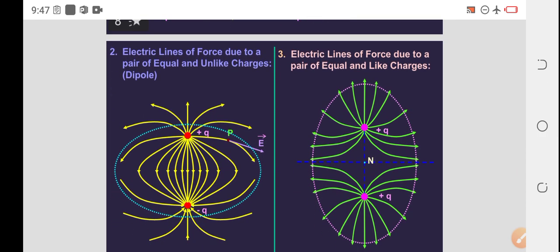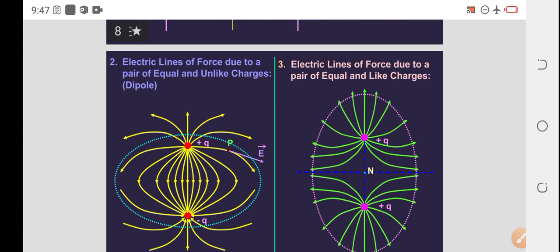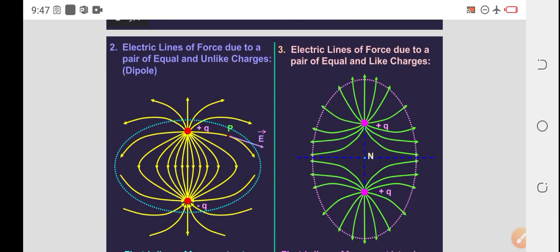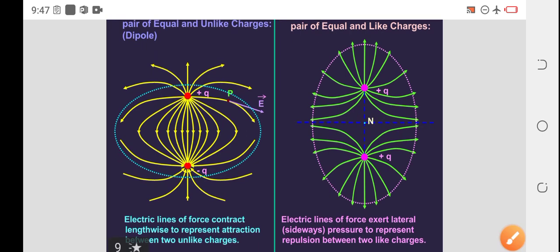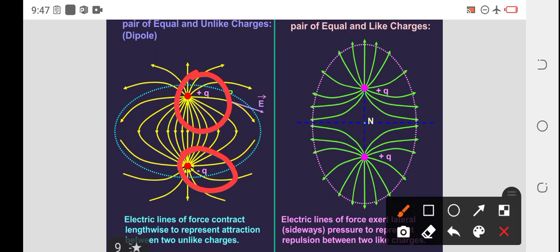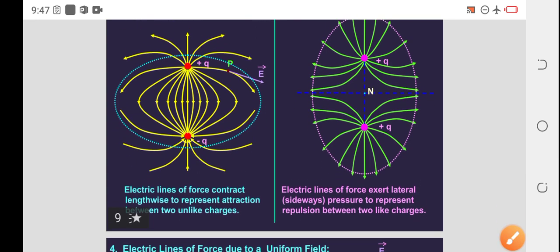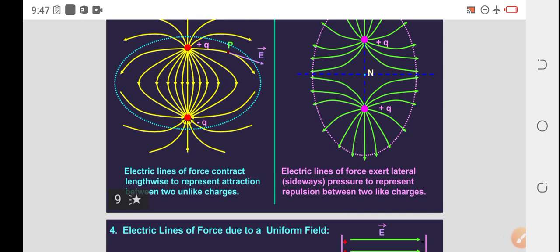Then, these are the properties. Electric lines of force due to a pair of equal and unlike charges. Because of a pair of equal and unlike charges, what is happening? You can see the charges are unlike. That means one is a positive charge and the other one is a negative charge. In this case, we can analyze that electric lines of force contract lengthwise to represent attraction between two unlike charges.